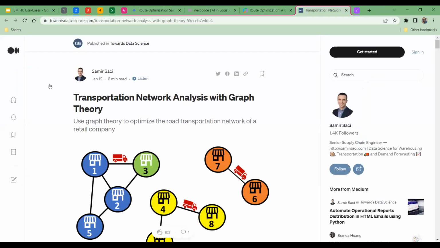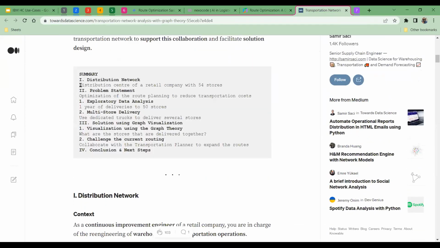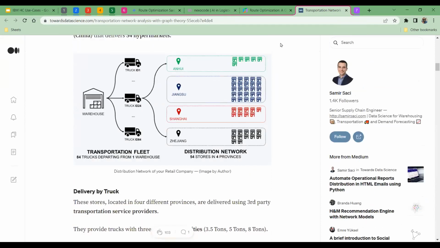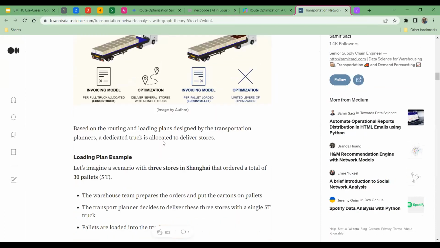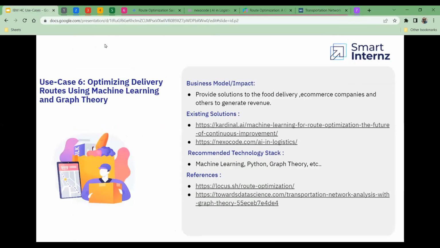This one is also a Towards Data Science blog. It discusses how to solve transportation network analysis using graph theory. They have discussed in depth graph theory and multiple graphs, and they have taken some examples. I suggest you go and explore these references and the existing solutions to understand more about graph theory, and how we can implement it.